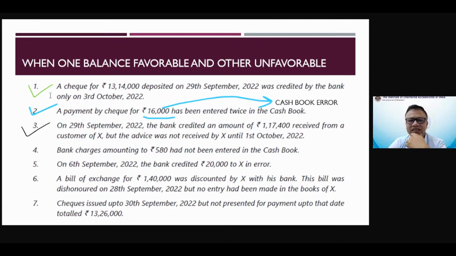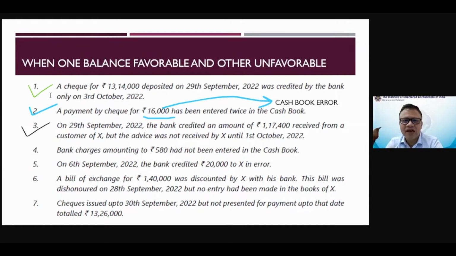Then we can see on 29 September, the black arrow signifies the records which are known to the bank but not known to the company. On 29 September 2022, the bank has credited an amount of 1,17,400. But it is not known to the customer. The customer has not known.